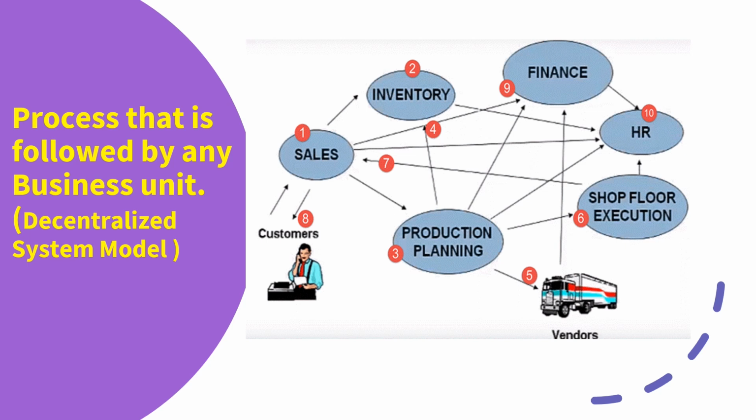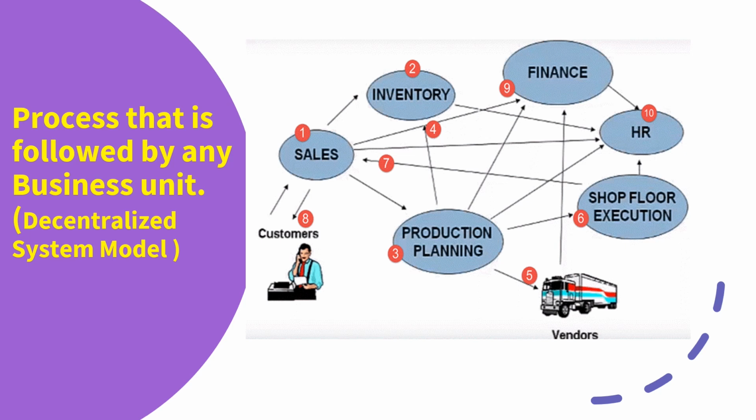You can see the client contacts the sales team to check the availability of the product. Then the sales team approaches the inventory department to check the availability of the product. In case the product is out of stock, the sales team approaches the production planning department to manufacture the product. The production planning team also checks with the inventory department for availability of raw material. If the raw material is not available with inventory, the production planning team buys the raw material from the vendor.